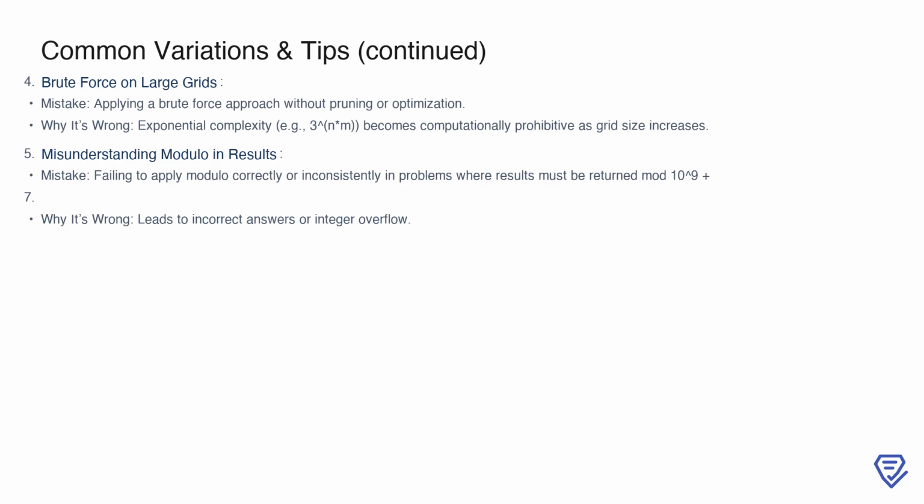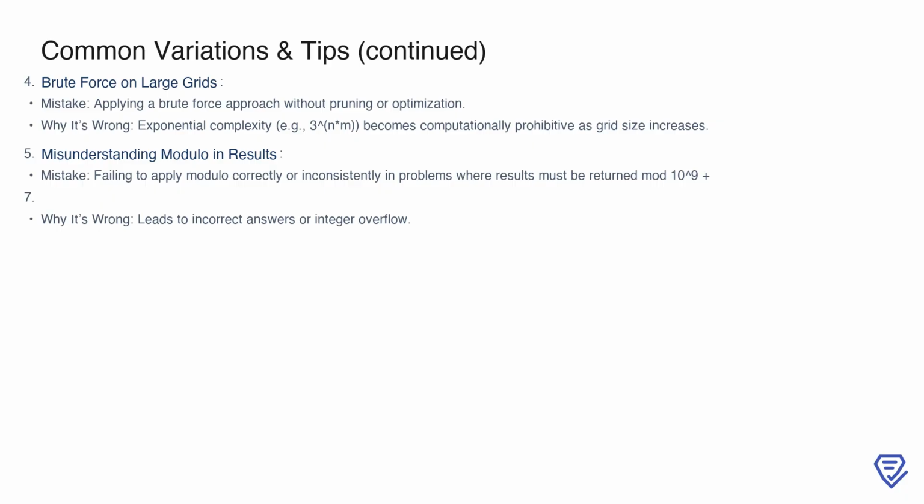Another common mistake is relying on brute force for large grids. While it may seem straightforward to generate all possible configurations, the exponential growth of possibilities, about 3 to the power of the number of cells, makes this approach computationally prohibitive as grid sizes increase. It's crucial to incorporate pruning or optimization to make your solution feasible.